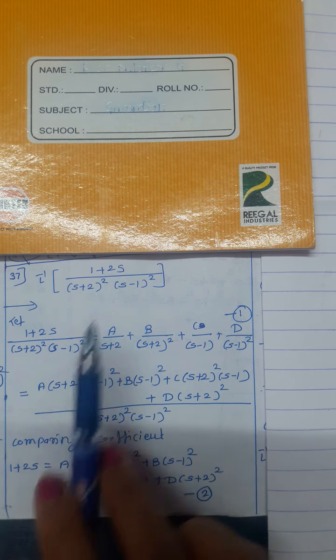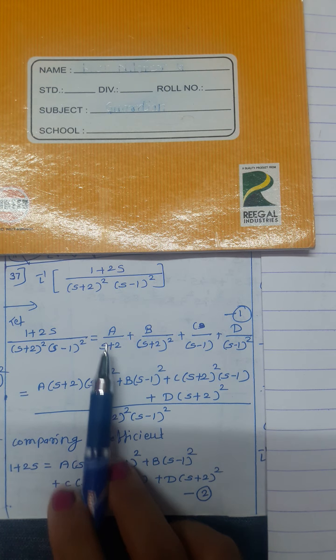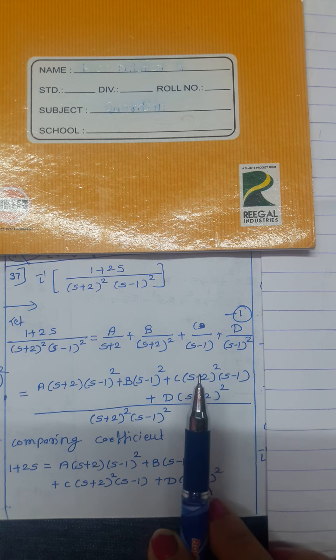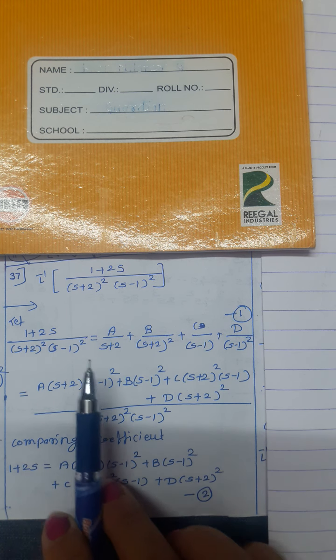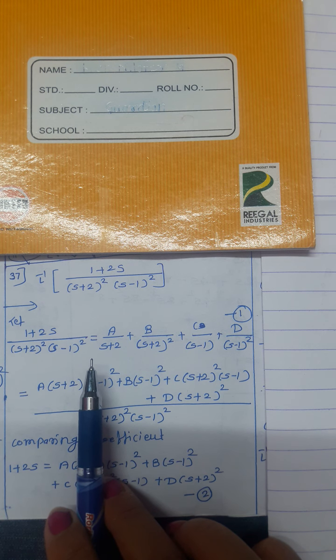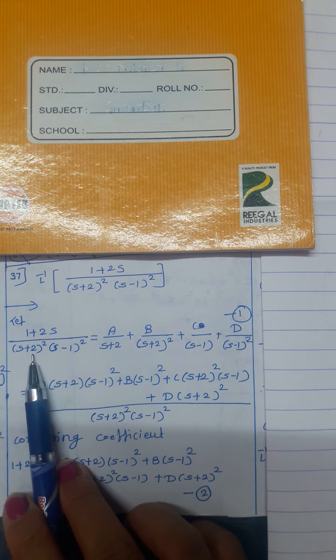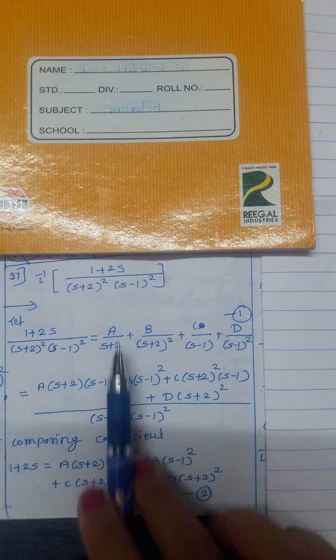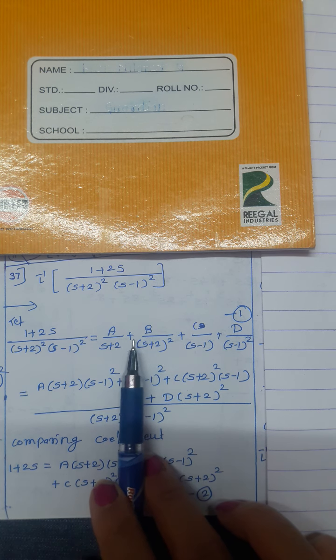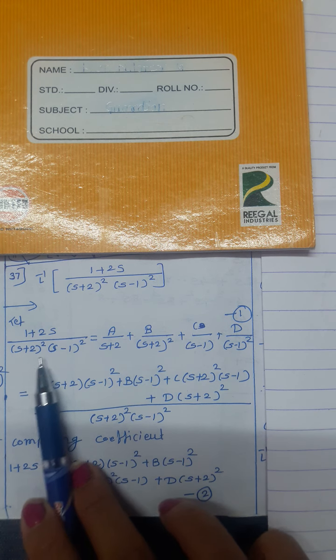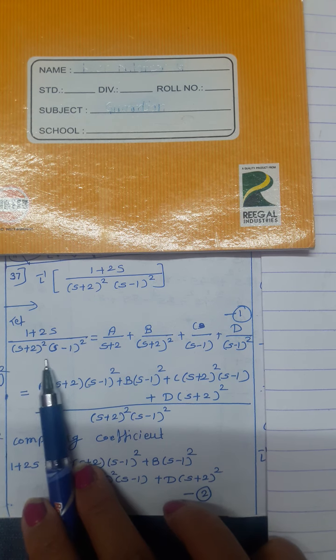For this, suppose this is our original example. It is equal to, we have to write it as an addition of fractions by using the type 2 method. Here, for the first factor, we have A upon s plus 2 raised to 1, plus B upon s plus 2 square. Okay, this is done for this factor.